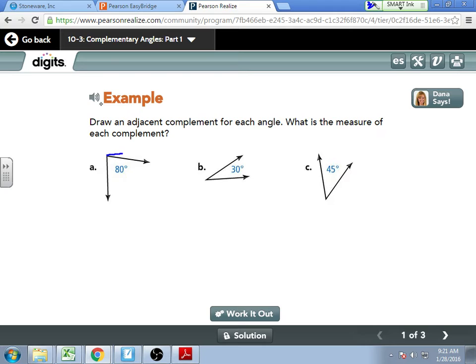I can draw the angle up here and label it, and we can draw an arrow into it to label 10 degrees. Or I could draw it on this side and label it 10 degrees. So we always have two options where I can draw my angle. So either of those are complementary.